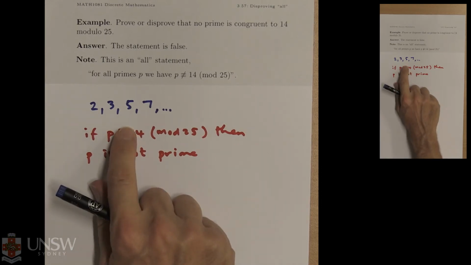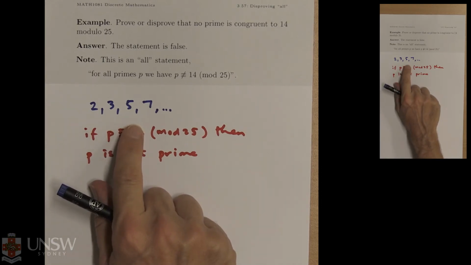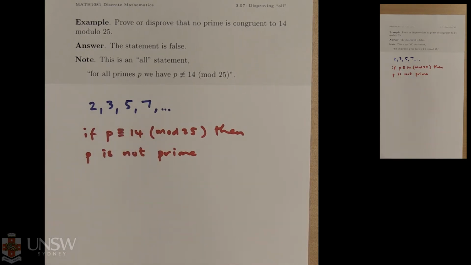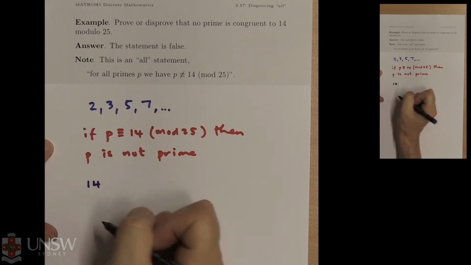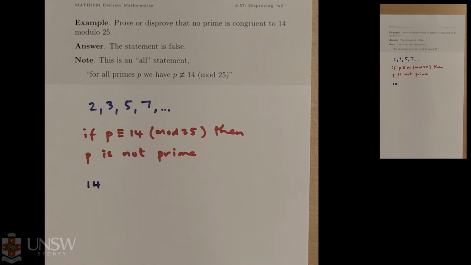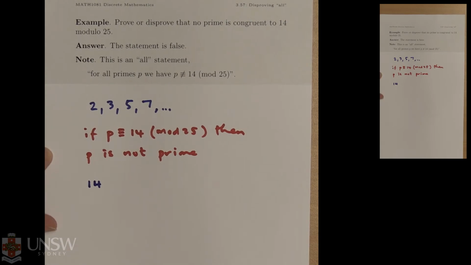So there are fewer things to look at. As you can see the primes here, we haven't even got to 14 once. We've already got 4 primes. And there's going to be 2 more before we get to 14. So maybe this would be easier. So if p is congruent to 14 mod 25, then I want to ask whether it's prime necessarily or not.